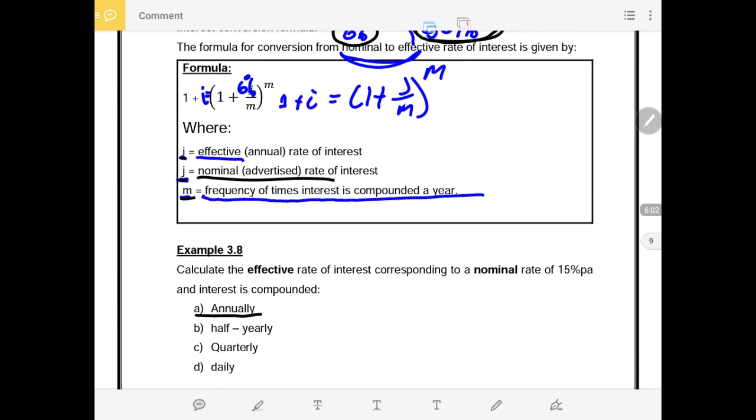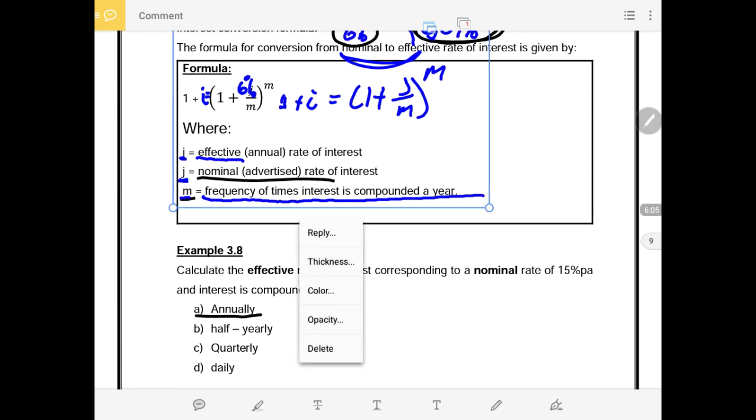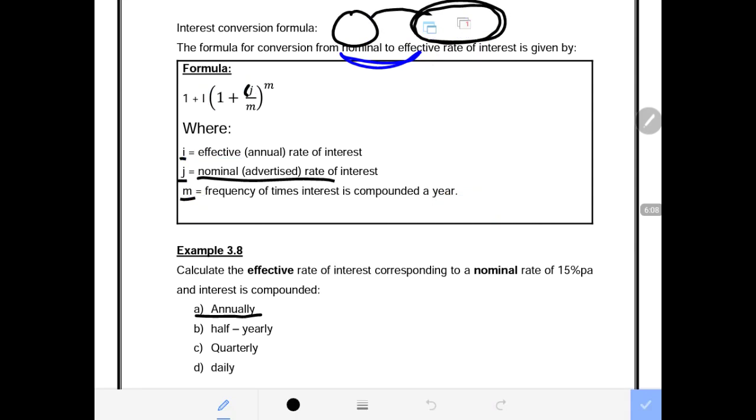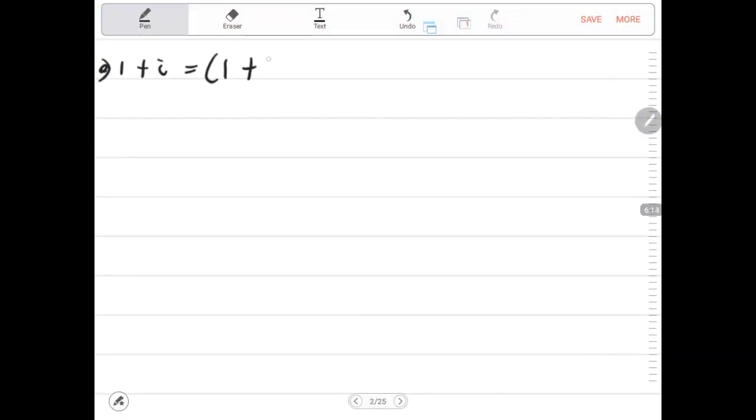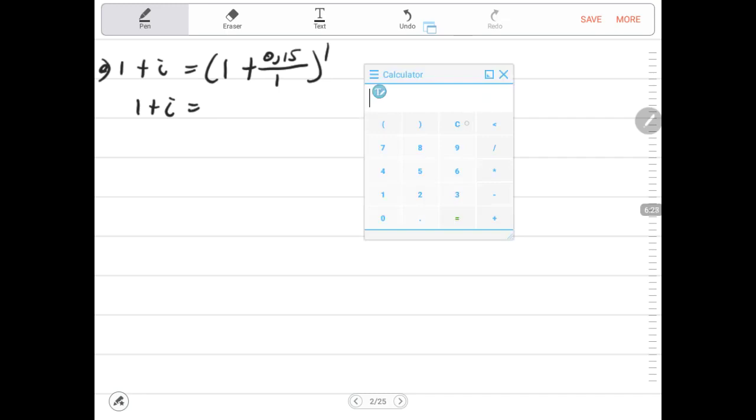That is our nominal rate of interest. And where is that J coming from? J is coming from the formula. There is our J. So we substitute over the equal sign, divided by m to the power of m. Remember, when you're using the formula, it must be 0.15, in decimal, divided by 1 to the power of 1. So now this will be 1 plus I equals. Now there's no need for a financial calculator for this one. Open brackets, 1 plus 0.15 divided by 1. Any number to the power of 1 will give you the same number. So this will be 1.15.